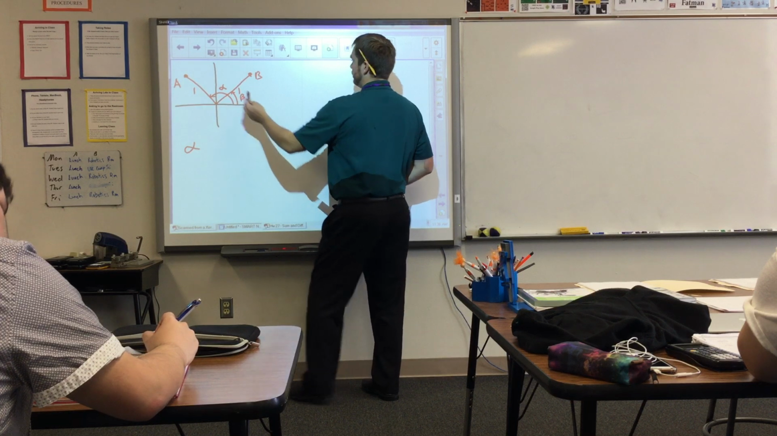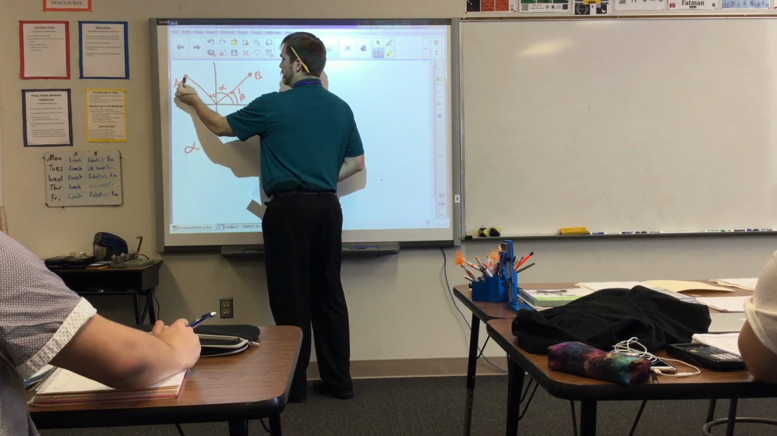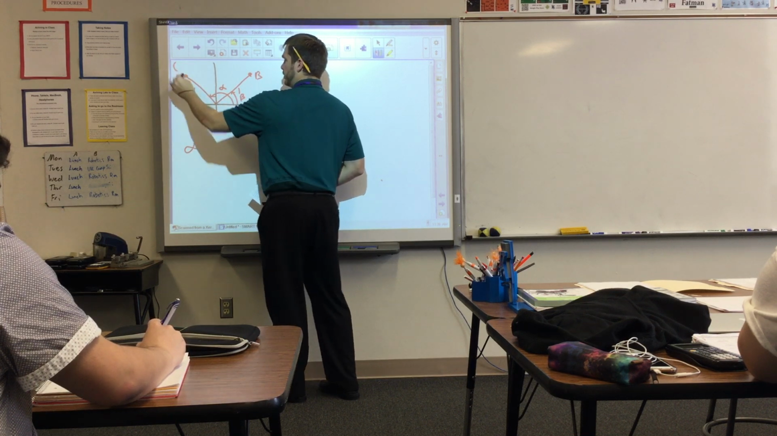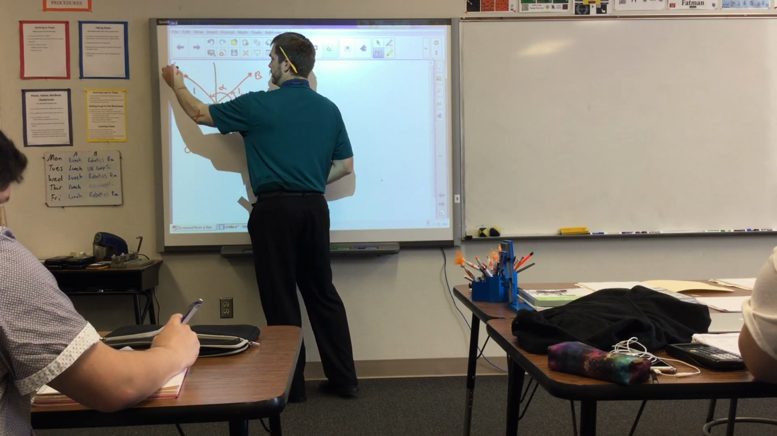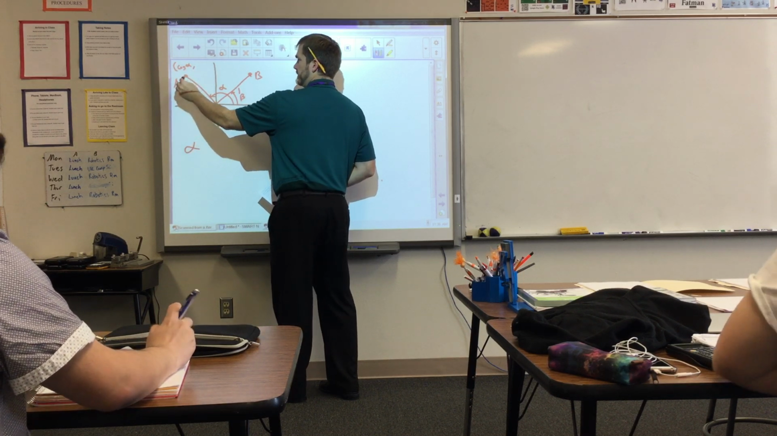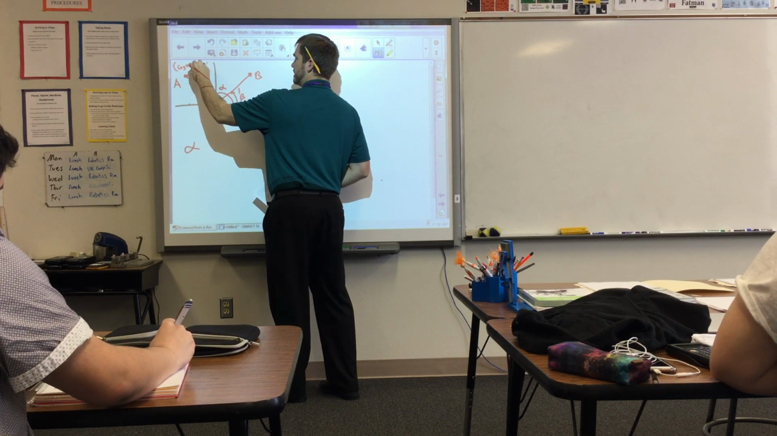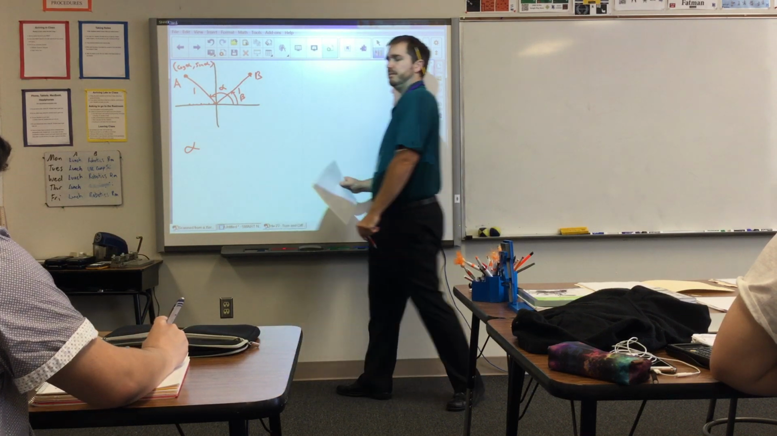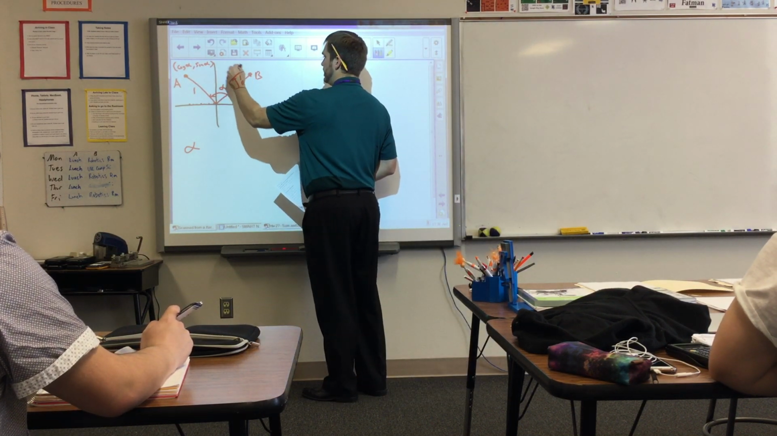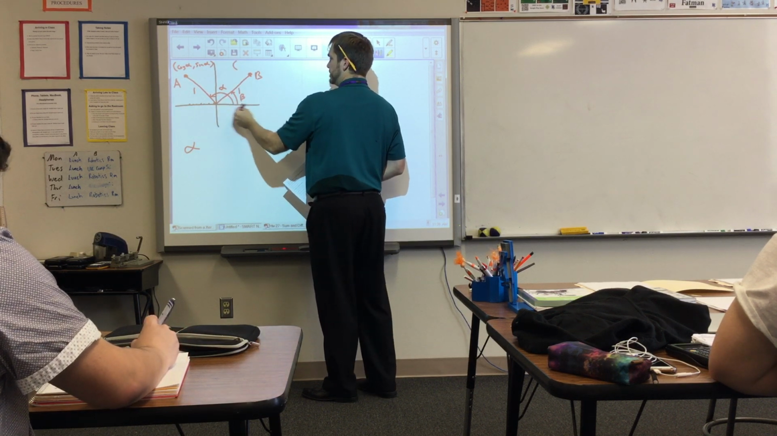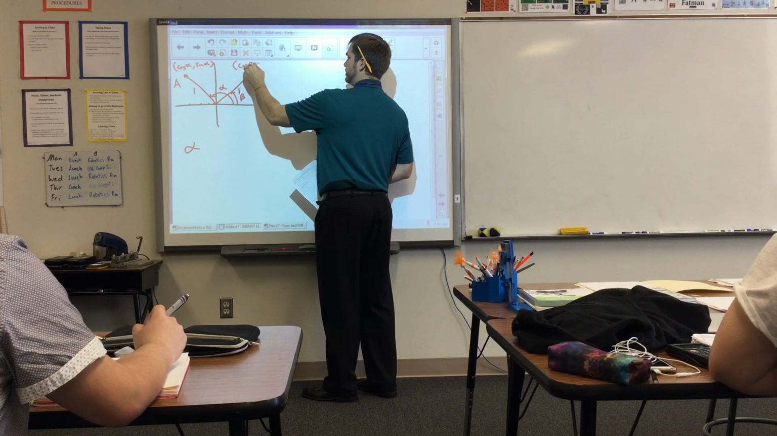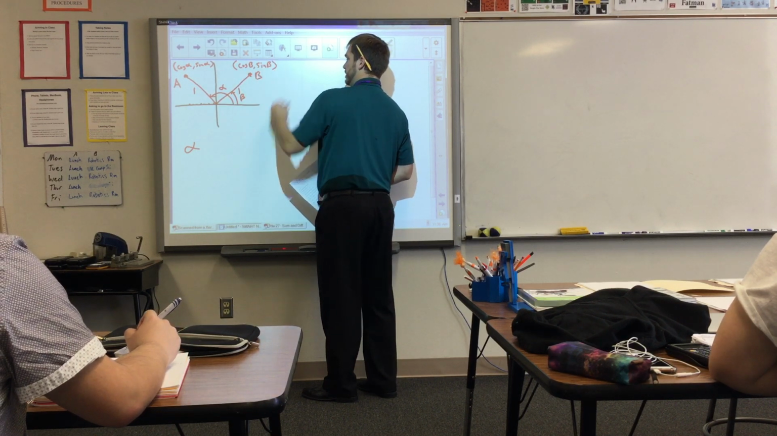Based on stuff that we already know, the coordinates of point A: the x-coordinate would be the cosine of alpha, and the y value would be the sine of alpha. It's on the unit circle. And for B, the x position here would be cosine beta, and the y position would be the sine of beta.